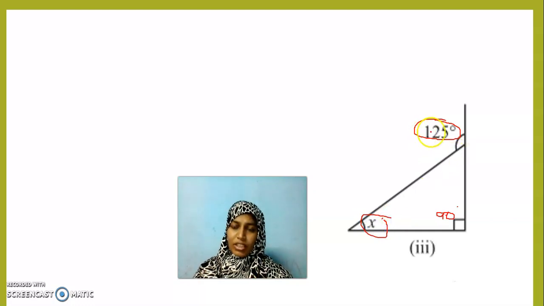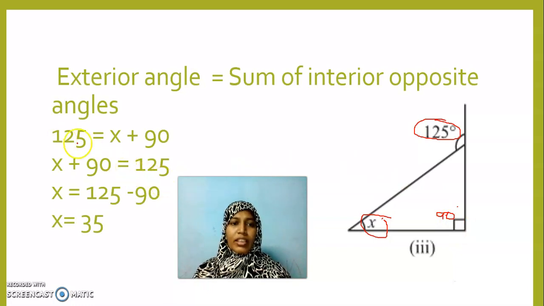Here, if they give you the exterior and ask you to find the interior, it is going to be subtraction. You will subtract 125 minus 90. How? Because exterior angle 125 is equal to x plus 90, the sum of interior opposite angles. These two are interior opposite angles. So, x plus 90 degree. If I transpose this 90, it comes in subtraction. Understood, children? They may give you the exterior and ask you to find one interior, or they may give you both interiors and ask you to find the exterior angle. Is it clear, my dear children?